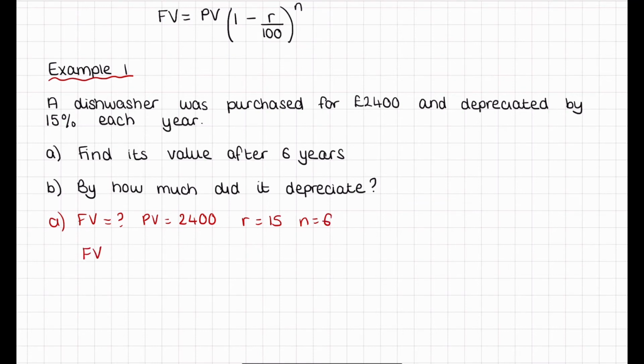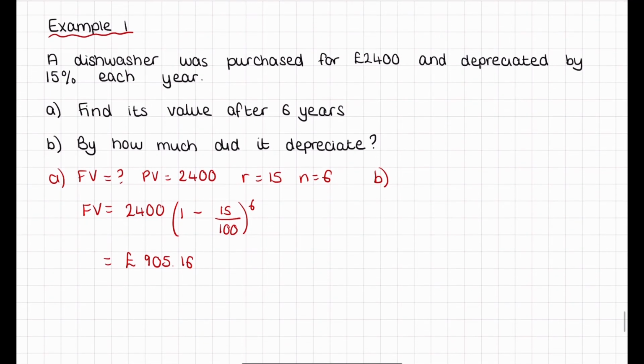So future value equals 2,400 multiplied by 1 minus 15 over 100 to the power of 6. Put that in your calculator and you will find that the future value is £905 and 16 pence. Then part B just wants by how much did it depreciate.